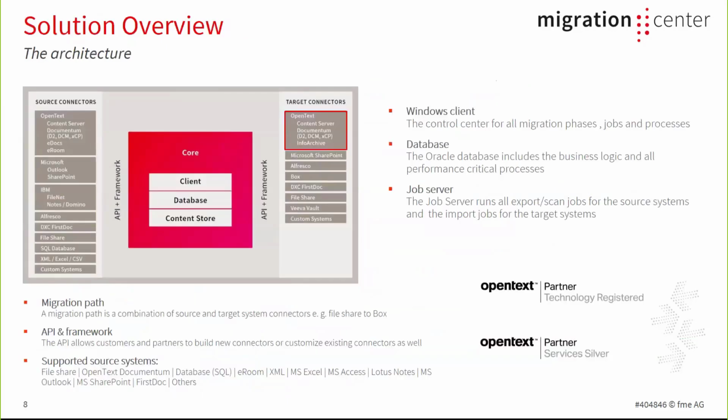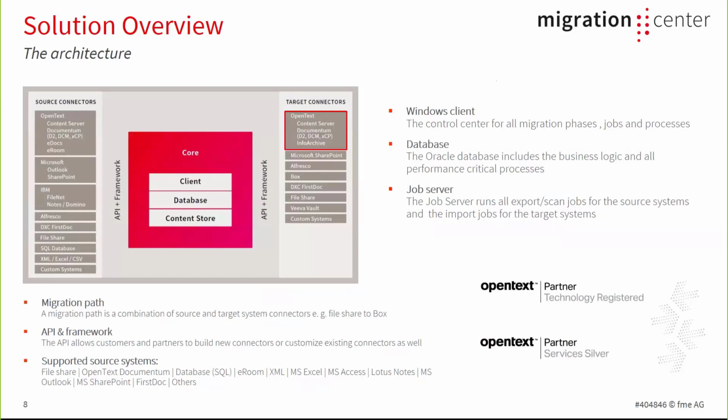So let's go a little bit deeper into the solution itself. Migration Center consists of three main components. We have the Windows client on top. By the way, we will replace this client within the second half of 2020 with a new web client. So that's part of our 4.0 release. And in this UI, in this front end, you have the full control over all your migration phases, jobs, processes, configurations, and things like that.